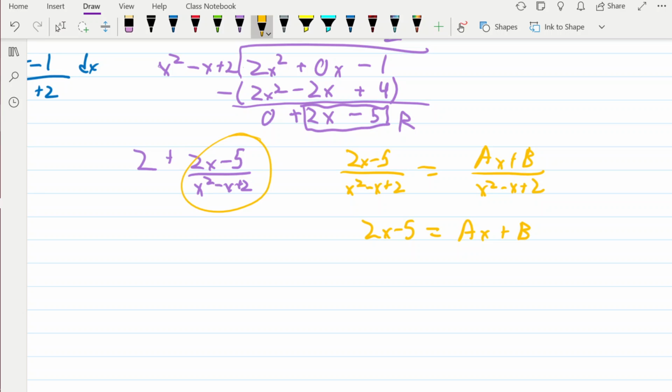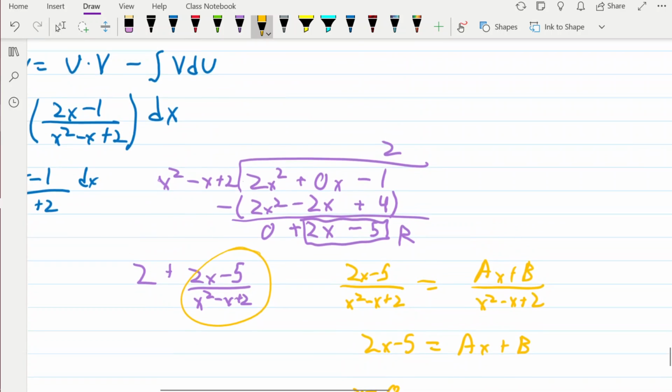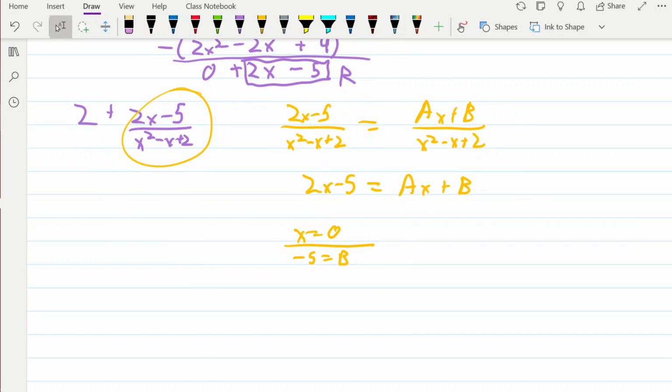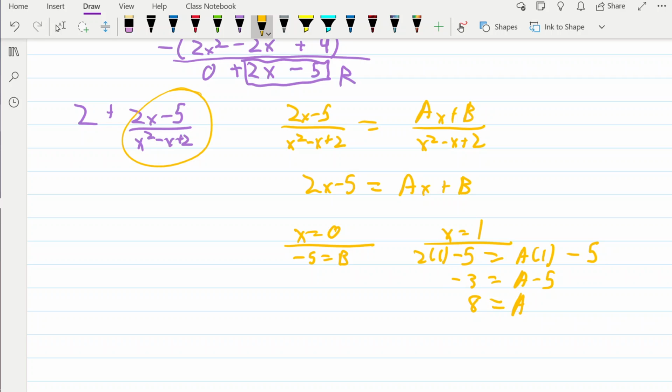Alright, so first let's set x equal to 0. When x equals 0, a is going to be non-existent, so negative 5 equals b. Okay, that was nice and easy. Then we can set x equal to 1. So we're going to get 2 times 1 minus 5 equals a times 1, then we substitute our value in for b, which is minus 5. So we're going to get 2 minus 5, so negative 3 equals a minus 5. So a is going to be equal to 2.